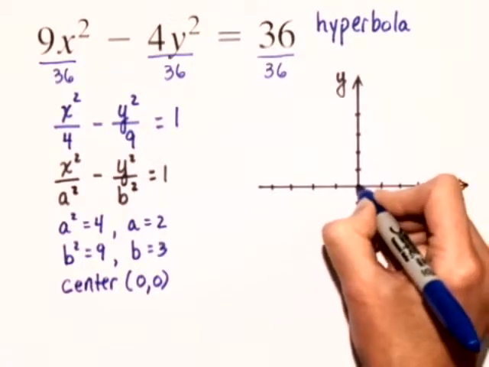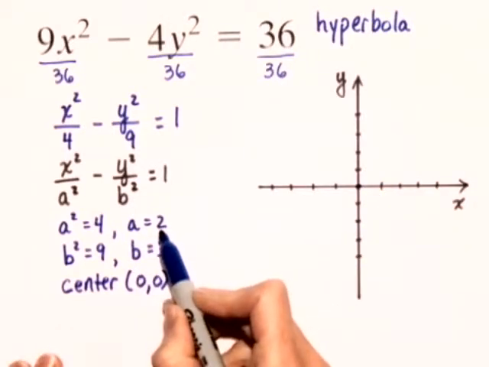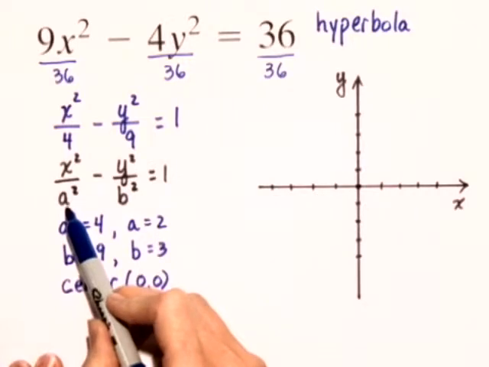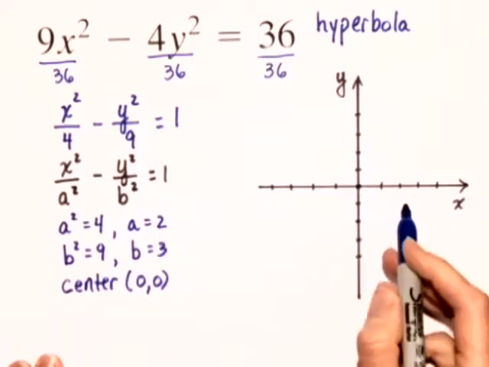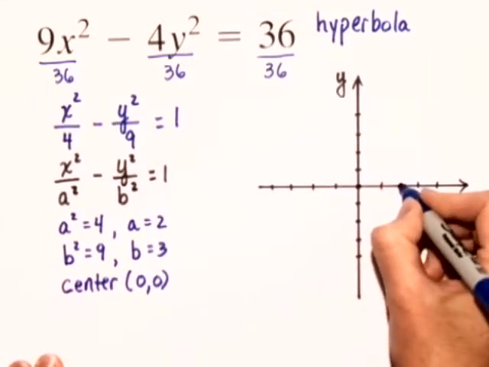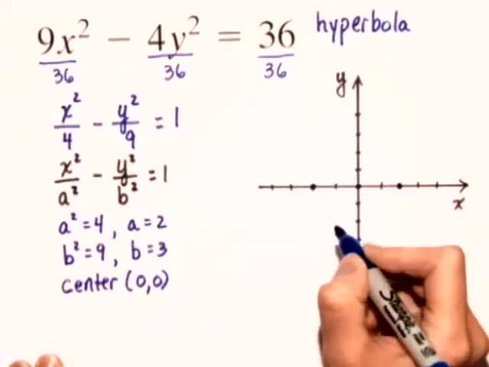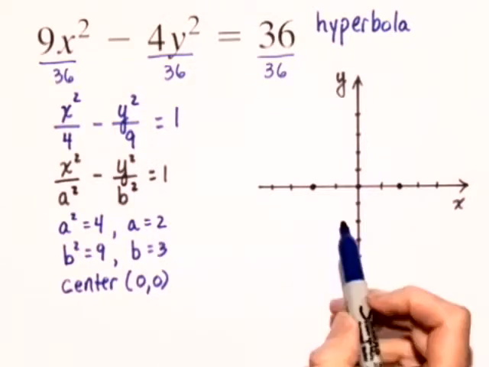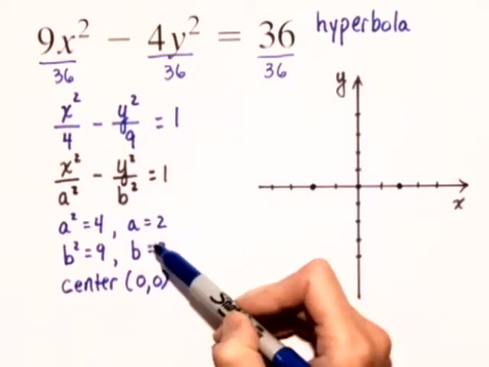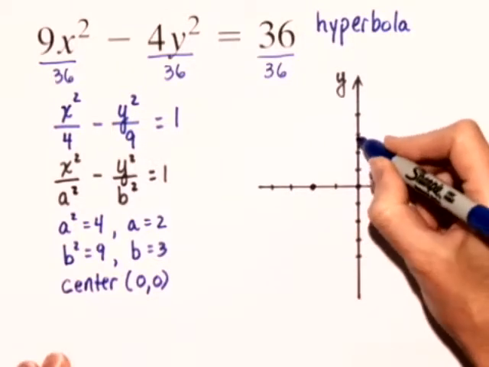Let's put the center, and since a is equal to 2, we need to go 2 units to the right and 2 units to the left of the center along the x-axis, because the x-axis is the transverse axis. So 2 units to the right, that's our first vertex, and 2 units to the left, that's our second vertex. Now, in order to graph this hyperbola, from the center, we'll also go 3 units up and 3 units down along the y-axis, because b is equal to 3.